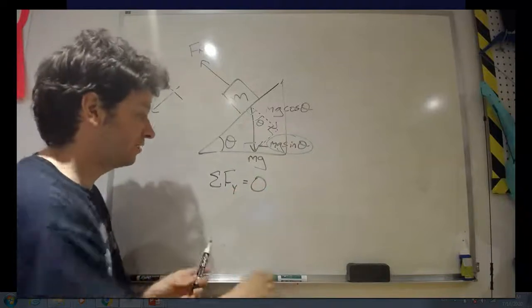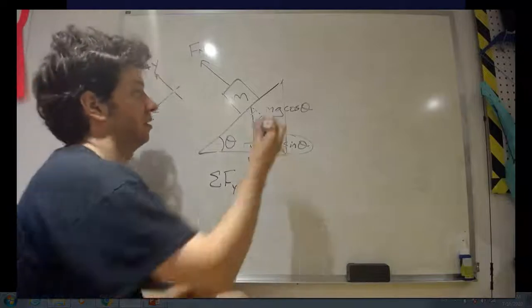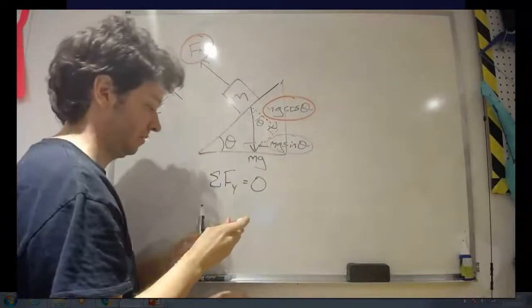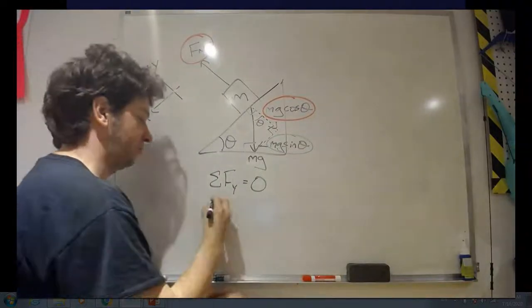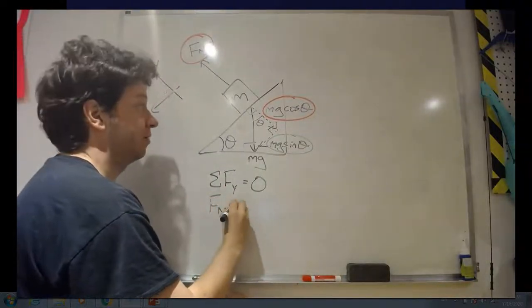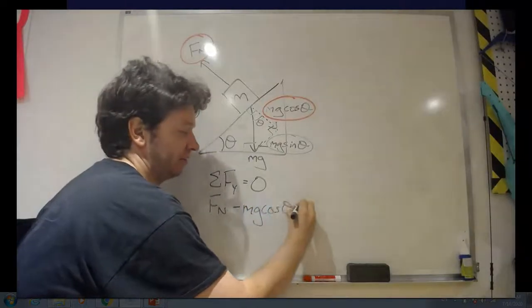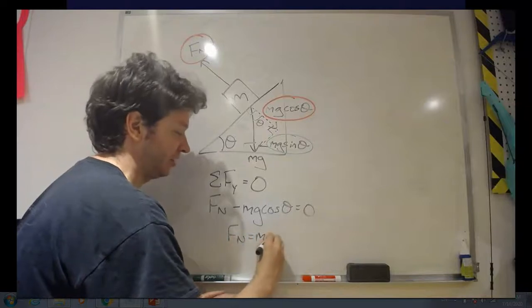So the sum of all forces in our y-axis is 0. Now, how many forces do we have in our y-axis? Well, we have this component of gravity and our normal force. And we chose the normal force to be positive, so we'll have Fn minus mg cos theta, which equals 0. And if we solve for Fn, we just get mg cos theta.